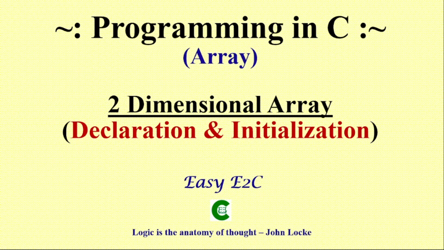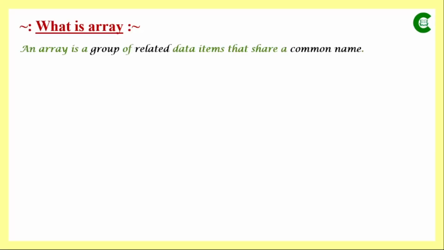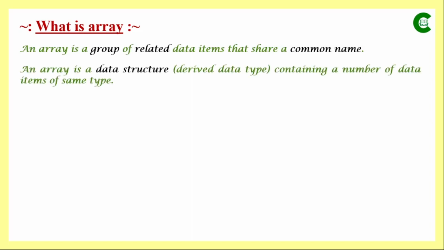In today's class, we will be learning about two-dimensional array. We have already learned that an array is a group of related data items that share a common name. And we also know that an array is a data structure or derived data type containing a number of data items of the same type. We have already learned about one-dimensional array, its declaration and initialization.